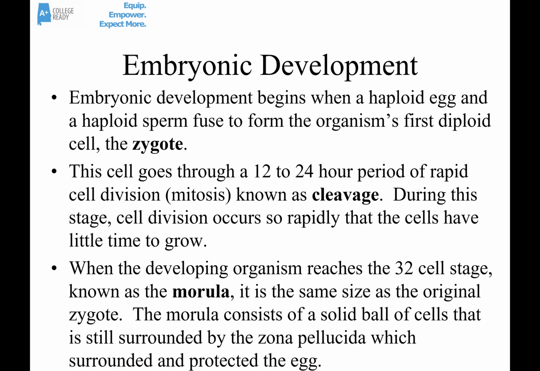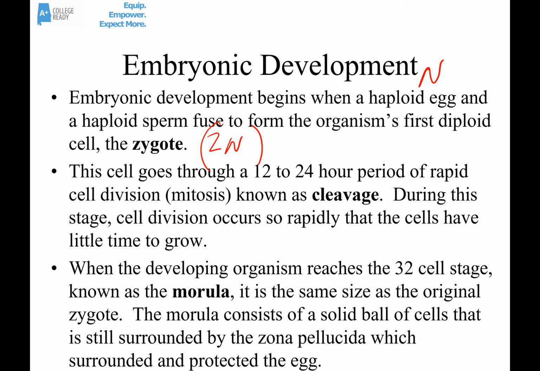So embryonic development begins when a haploid egg, which we might notate as N, that means it has one copy of each kind of chromosome, and a haploid sperm fuse together to form the organism's first diploid cell, the zygote. Remember, diploid we're going to notate as 2N, meaning that cell now has two copies of each type of chromosome.